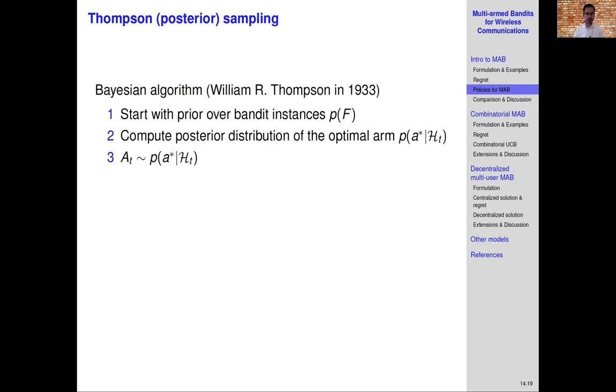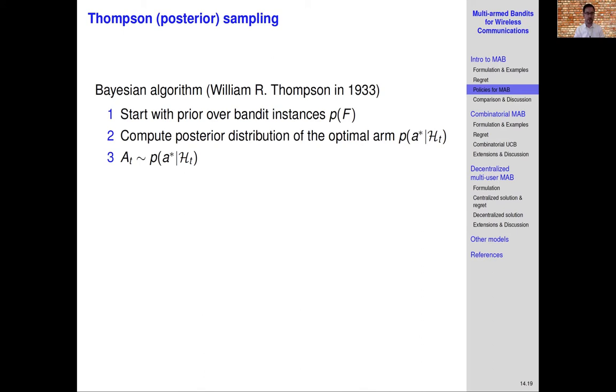Next, I will talk about another algorithm that minimizes the regret. This algorithm is called Thompson sampling. It is also known as posterior sampling. This is a Bayesian algorithm that was introduced by William Thompson in 1933. It is also the first bandit algorithm.